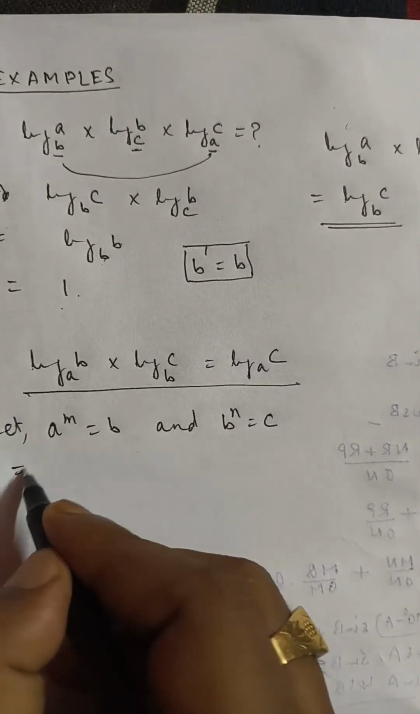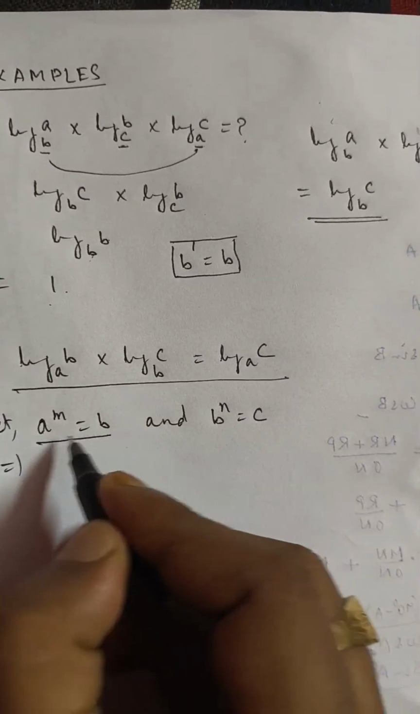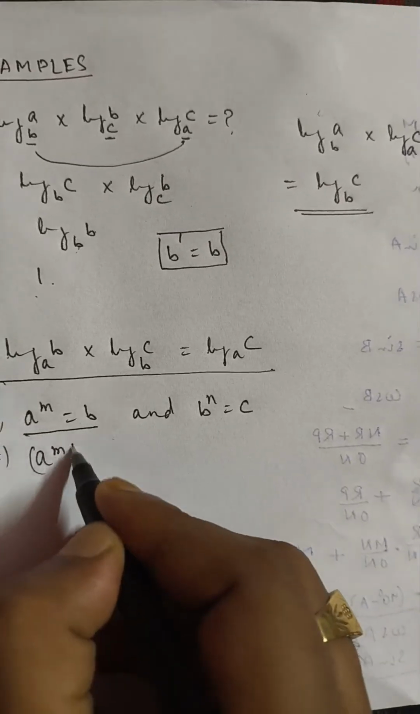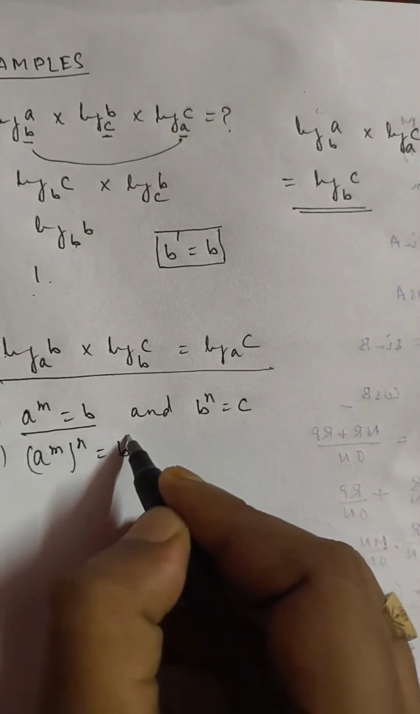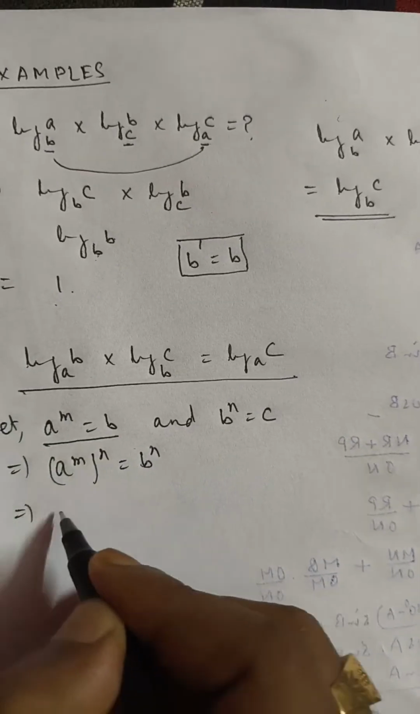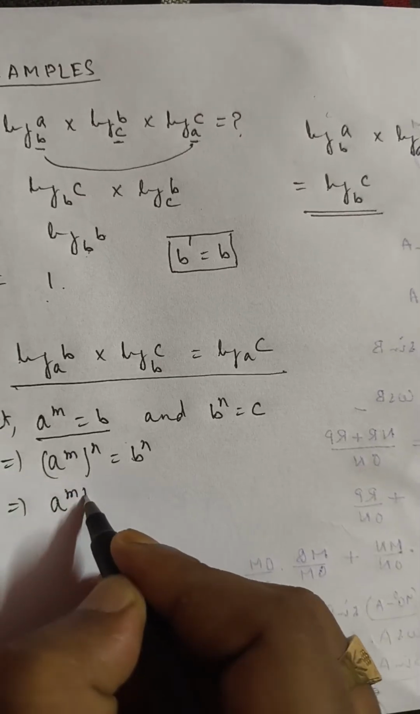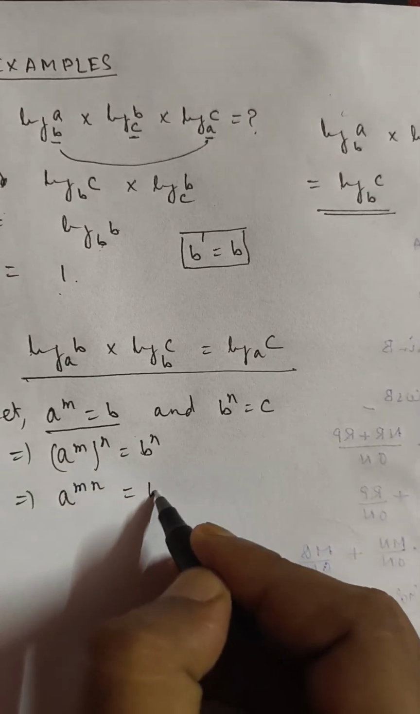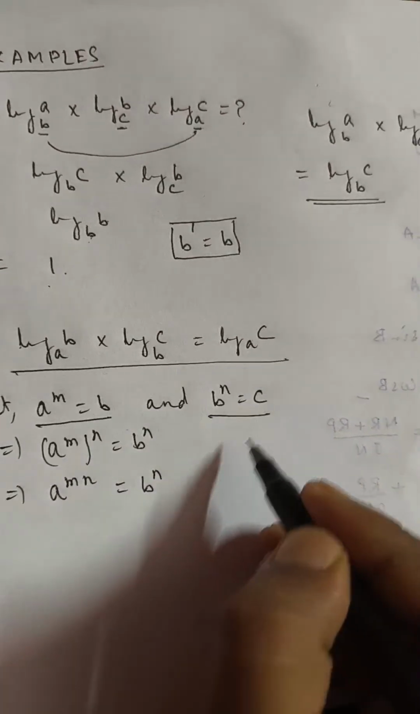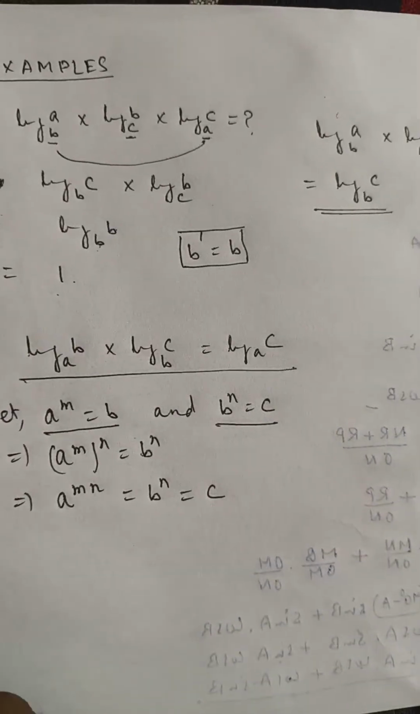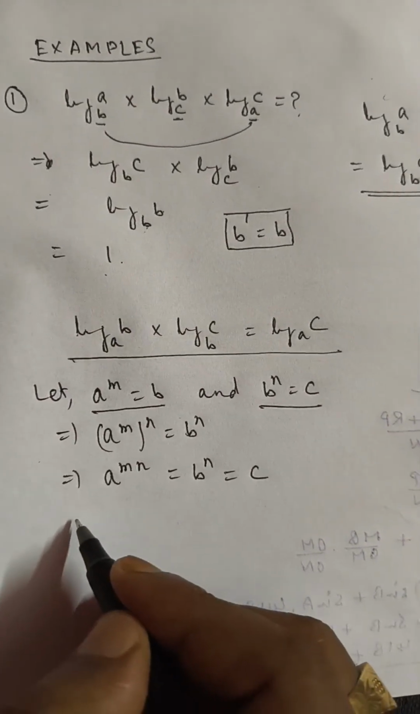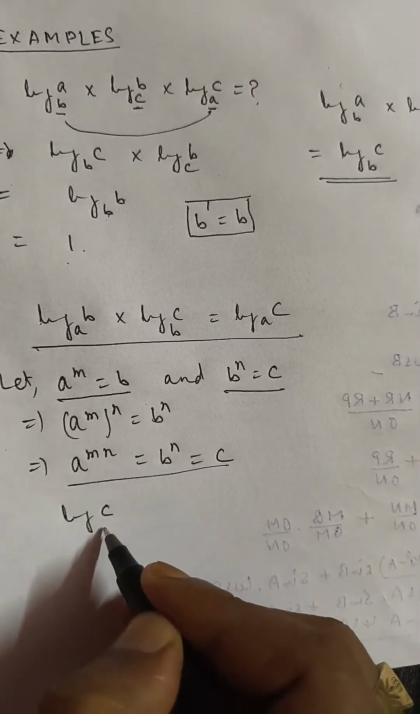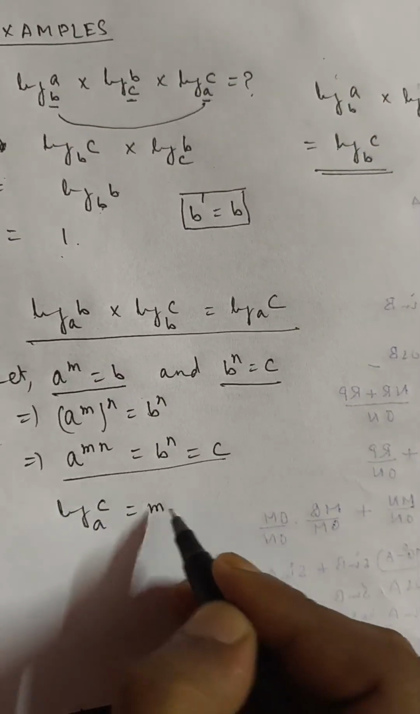Now, if we take the nth power on both sides, we will get a to the power m to the power n is equal to b to the power n. From this we will get a to the power mn by the law of indices, and here we will get b to the power n, which is equal to c. By the definition of logarithm, we will get log of c base a is equal to m multiplied by n.